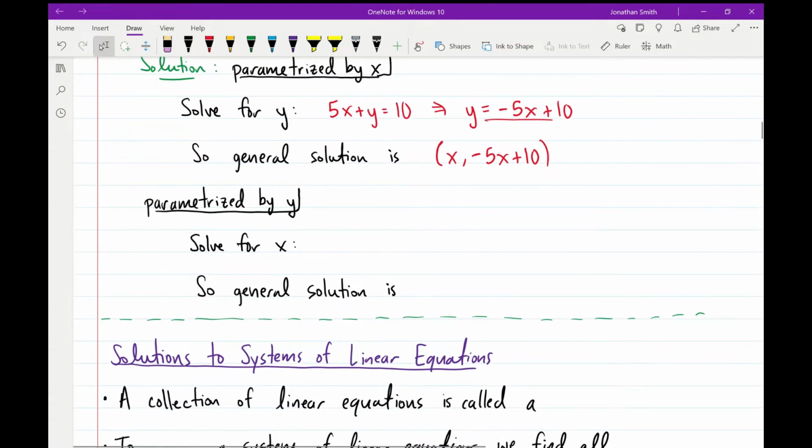And then we can find the parameterization by y instead. So again, we're taking 5x plus y equals 10. But if we want to parameterize by y, we're going to solve the equation for x instead. So we move y to the other side, and now solve for x by dividing by 5.